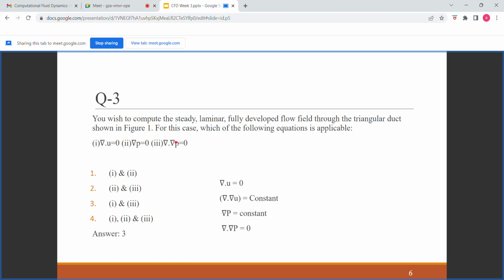We have seen previously that from the continuity equation del dot u is equal to 0, and from the momentum balance equation del dot del u is equal to constant, or del p is equal to constant. So since del p is constant, del dot del p is equal to 0. Del p is not equal to 0, but it is constant. So options 1 and 3 are right. So from this, the third option is the correct answer. That is, 1 and 3 are right.